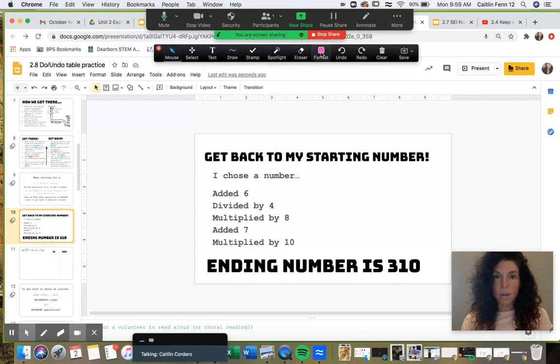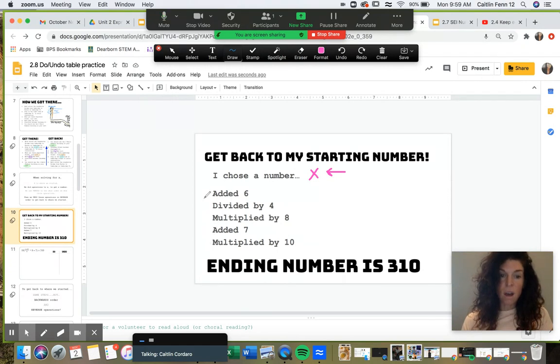So for example, I chose a number, so it may be some unknown, and when it's an unknown, we use a variable, so we'll use x. I added 6, divided by 4, multiplied by 8, added 7, multiplied by 10, and ended with 310. So to find what my x is, to get back to where I started, you have to do the opposite operation in the opposite order.